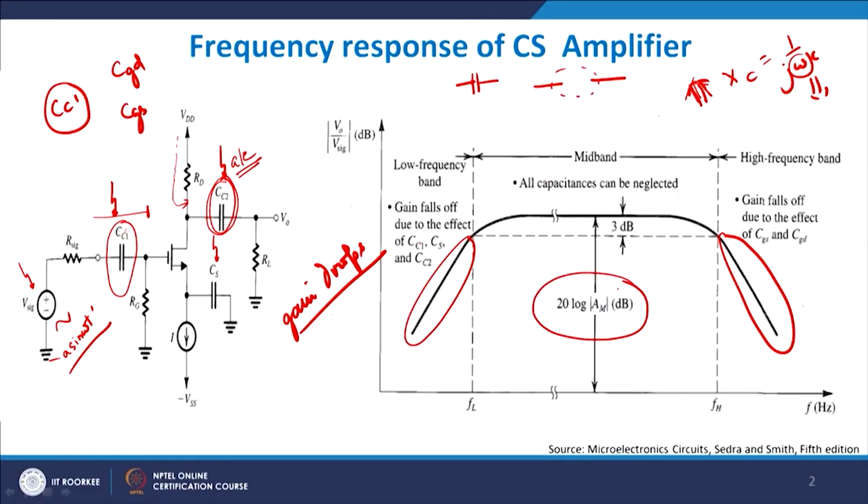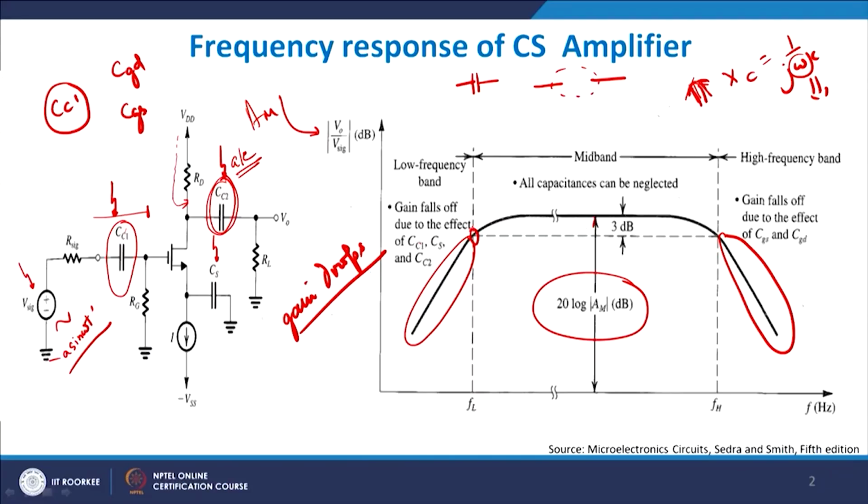Most of the characteristics of amplifier circuits will look like this. This is 20 log AM, AM is nothing but this, right. 20 log of V0 by V sig in dB is defined as this point, right. Now, let me come to two important cross points in this characteristic, and these cross points are this one and this one, right.